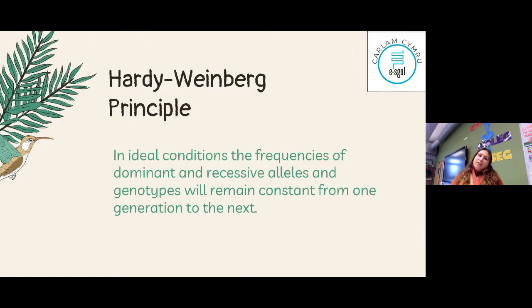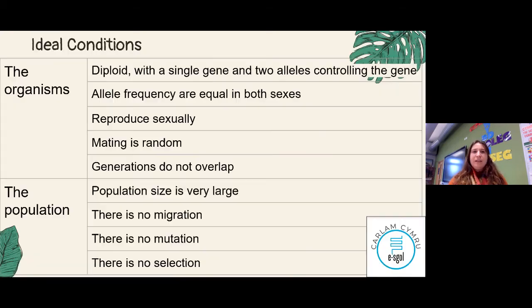So we need to look at the Hardy-Weinberg principle. This is considering ideal conditions. So in ideal conditions, the frequency of dominant and recessive alleles and genotypes remain constant from one generation to the next because nothing's forcing them to change. So we're looking at ideal conditions here and that everything stays the same, remains constant. And these are the ideal conditions.